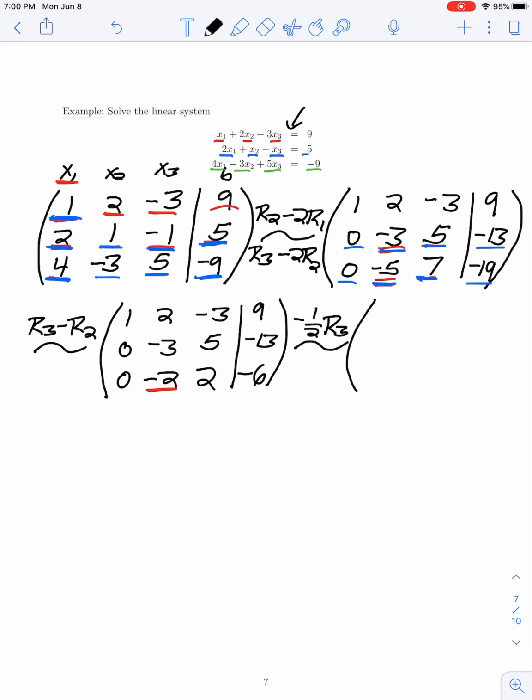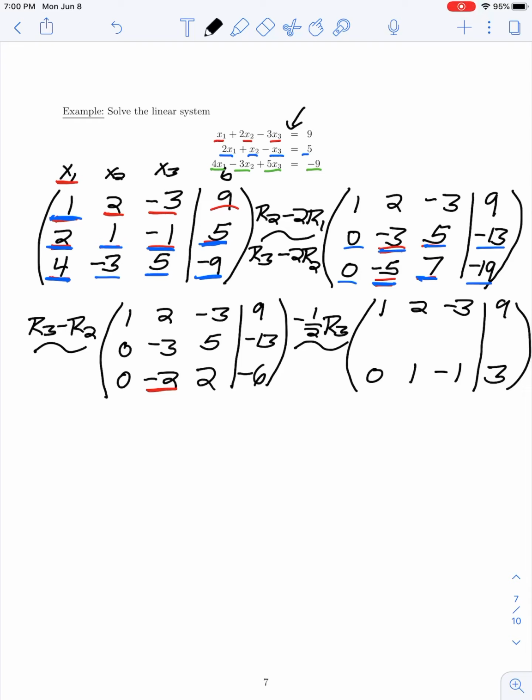So that makes my third row 0, positive 1, negative 1, equal to positive 3. Now, if you just divided through by 1/2 in your own solution, you would have 0, negative 1, positive 1, negative 3 for your last row, but our systems would still be equivalent. My first row I'm not going to manipulate, so here I would have 1, 2, negative 3, and 9.